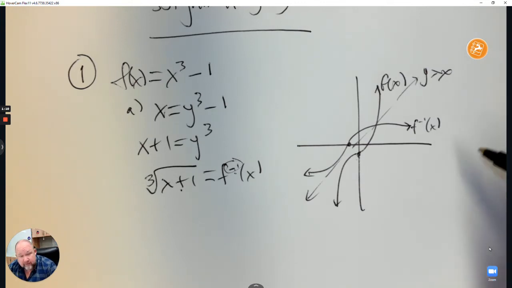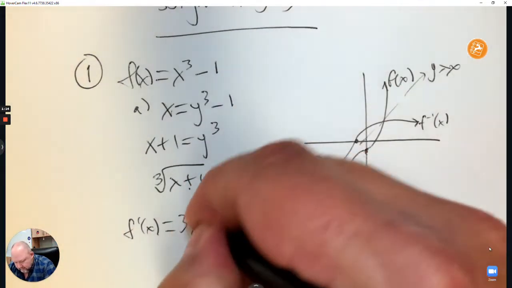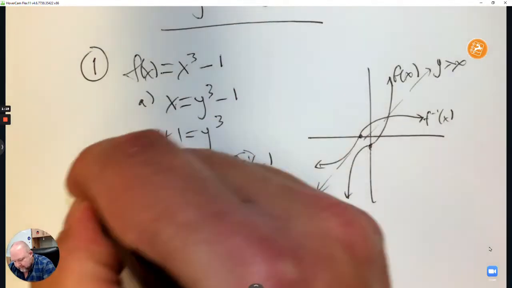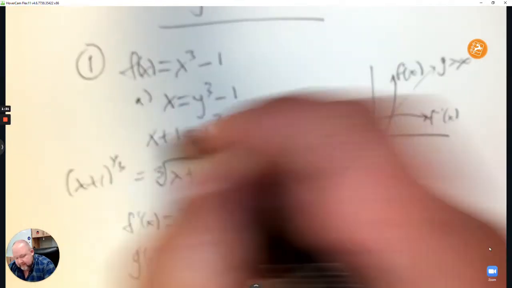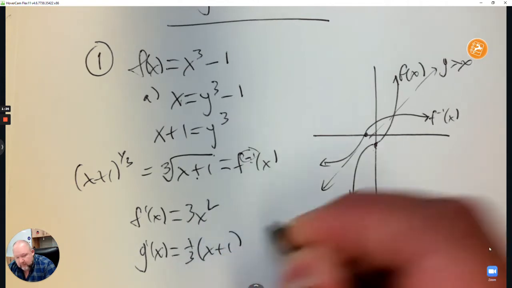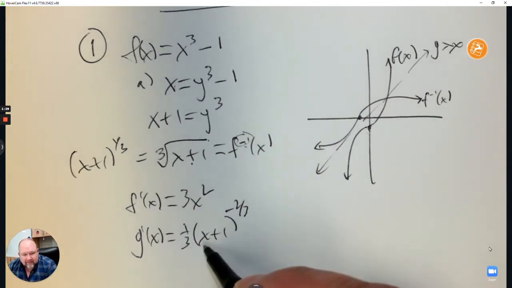Find the derivative of both. So the derivative is 3x squared. The derivative, this is the inverse here. So we're going to write that calculus friendly to the 1/3. So this would be 1/3 x plus 1, subtract 1 to the exponent. And then there's no hook there.